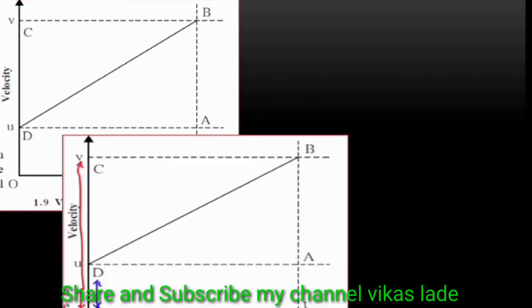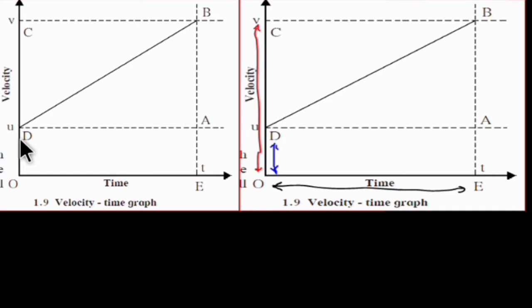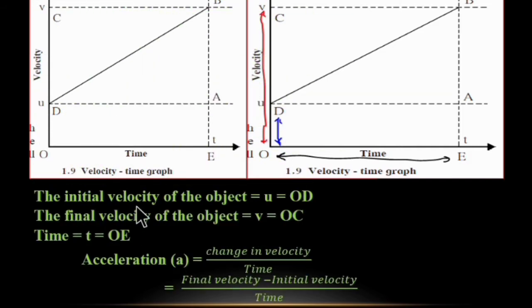Equation describing the relation between velocity and time. Figure 1.9 shows the change in velocity with time of a uniformly accelerated object. The object starts from point D in the graph with velocity u. Its velocity keeps increasing and after time t, it reaches point B in the graph. The initial velocity of the object u is equal to OD.